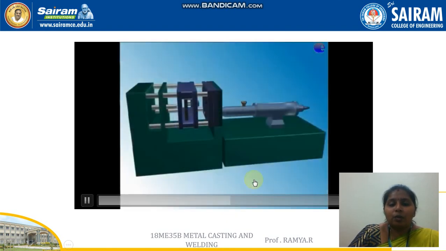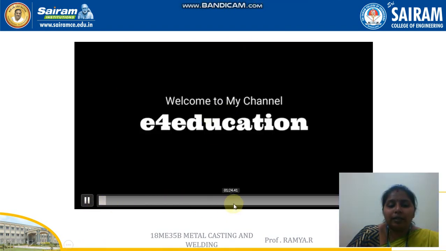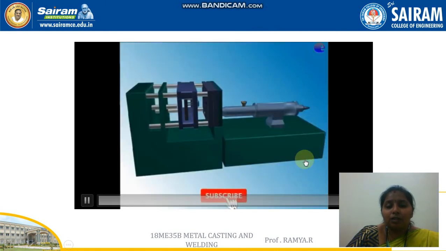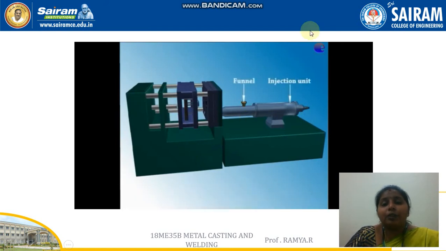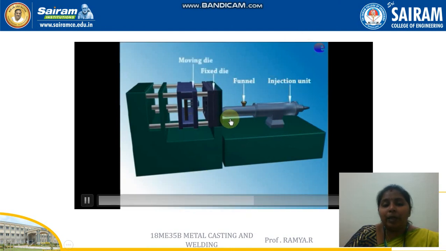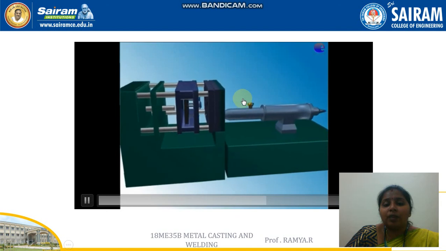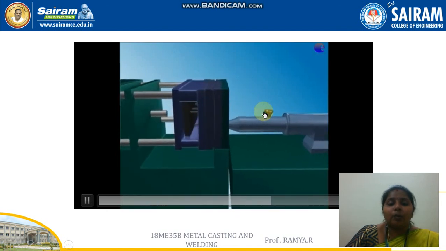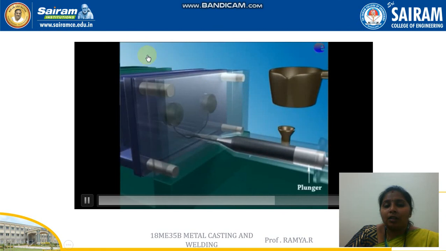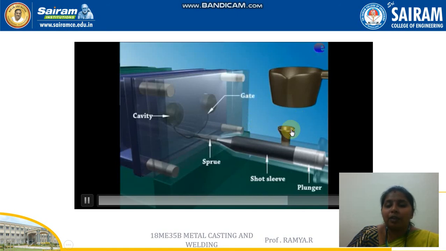So the next one is the cold chamber die casting. So this is the cold chamber die casting arrangement, where there is no melting unit attached with the molding boxes. So there is the injection unit, funnel, fixed die, moving die, platen and a tie bar. Through this funnel only the molten metal is poured into the cavity. The molding box is similar to that of the hot chamber die process, but the only difference is the attachment of the melting unit.